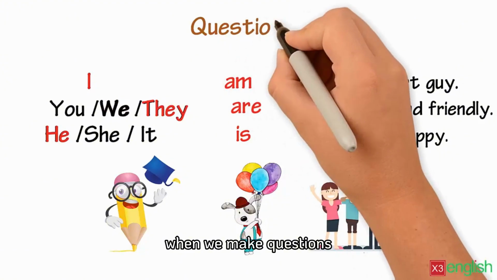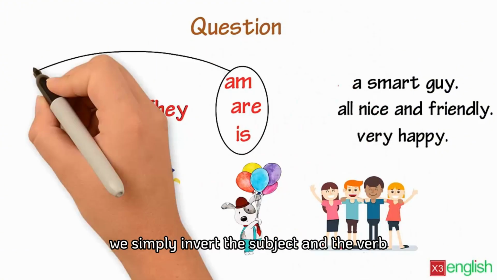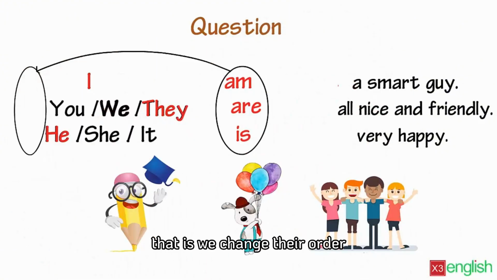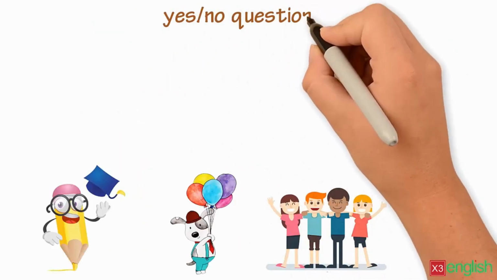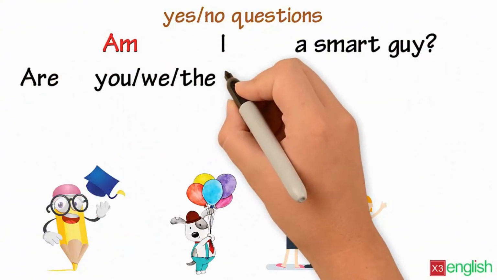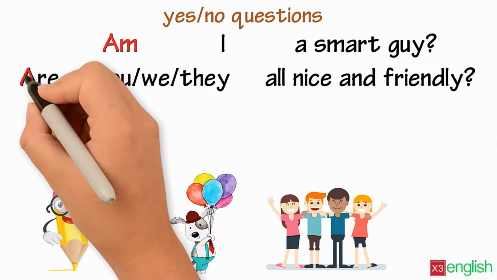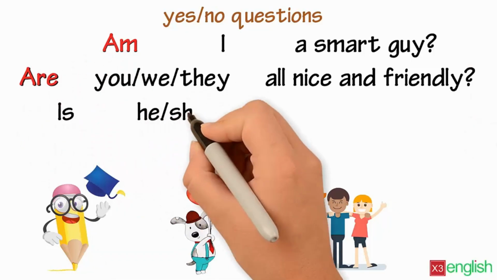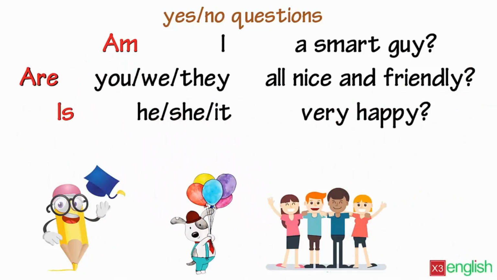When we make questions, we simply invert the subject and the verb. That is, we change their order. So for yes or no questions, we say, am I a smart guy? Are you, we, they all nice and friendly? Is he, she, it very happy?